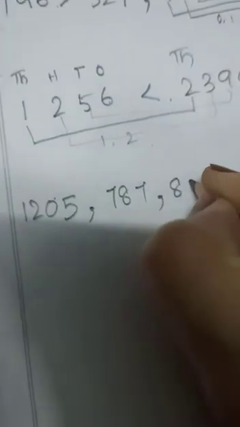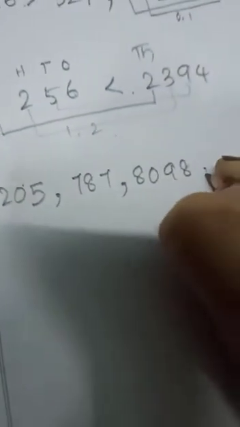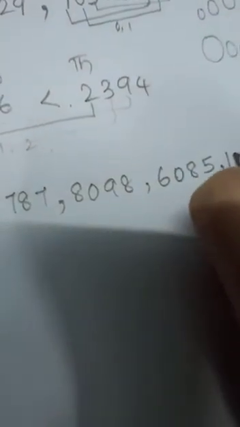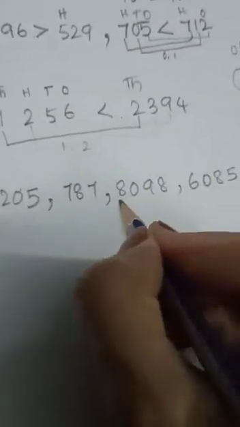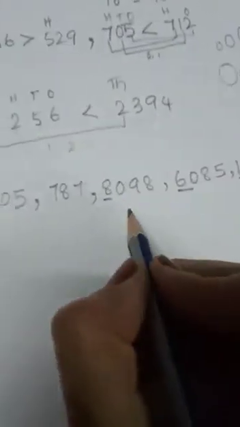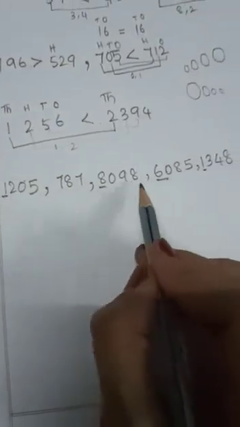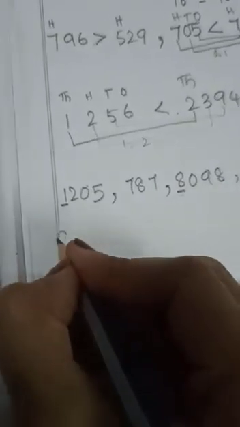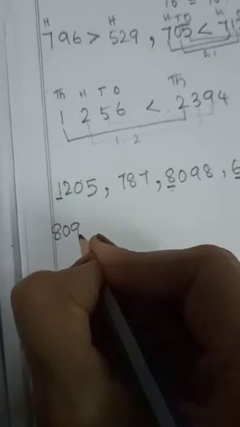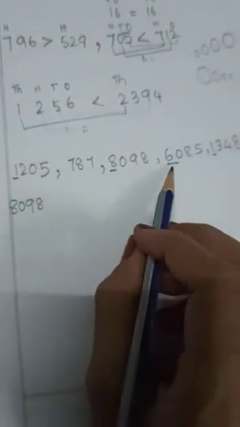787, 8098 and 6085 and 1348. So children, here we have 4-digit numbers and a 3-digit number. So first compare the 4-digit numbers. We have 4-digit numbers. So from these, the digits are 8, 6 and 1. Which is the biggest one, children? 8 is the biggest one. 8098. Then after that comes 6085.